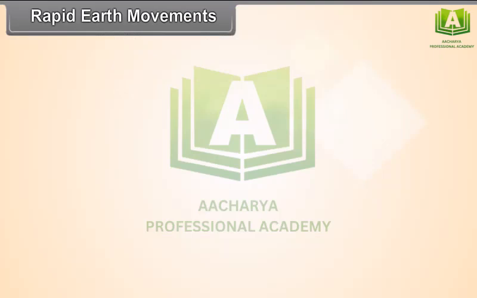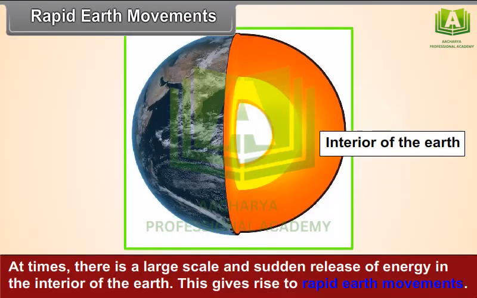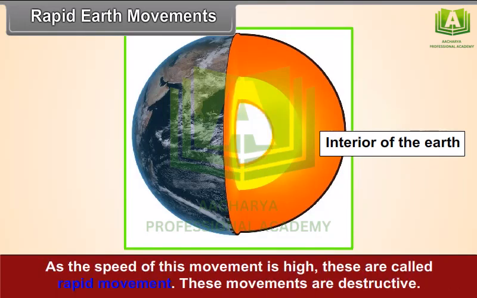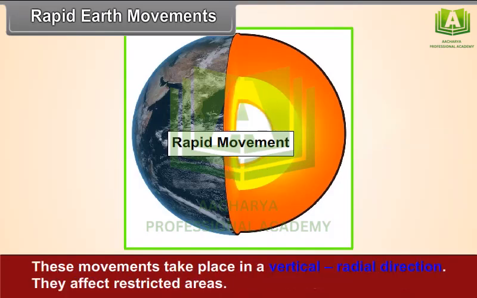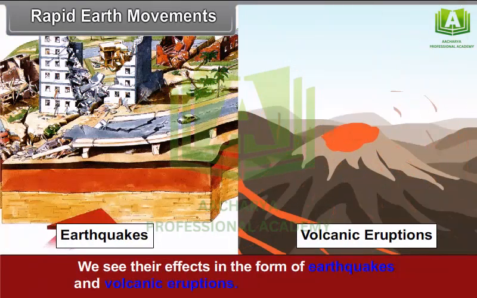Rapid Earth Movements. At times, there is a large scale and sudden release of energy in the interior of the Earth. This gives rise to rapid Earth movements. As the speed of these movements is high, these are called rapid movements. These movements are destructive. These movements take place in a vertical radial direction. They affect restricted areas. We see their effects in the form of earthquakes and volcanic eruptions.